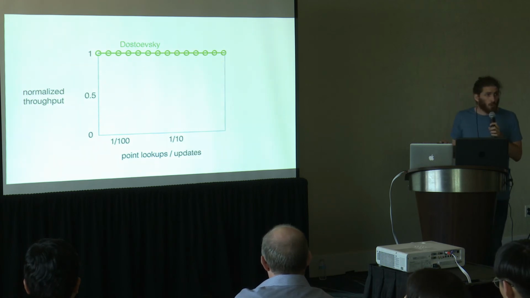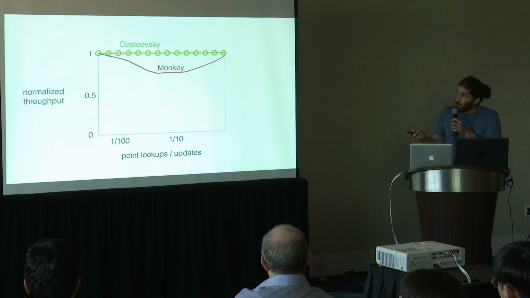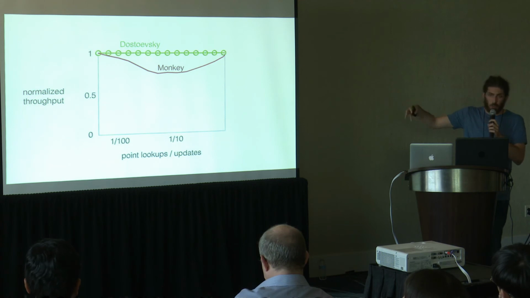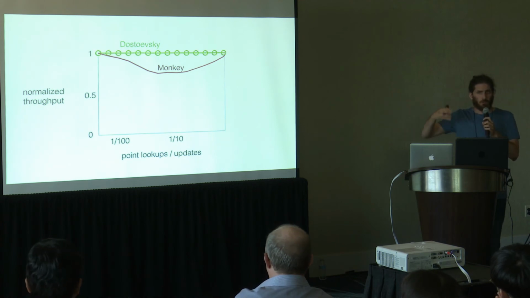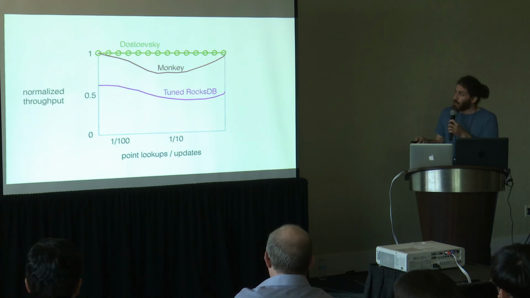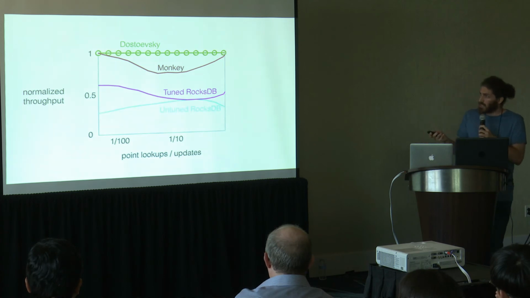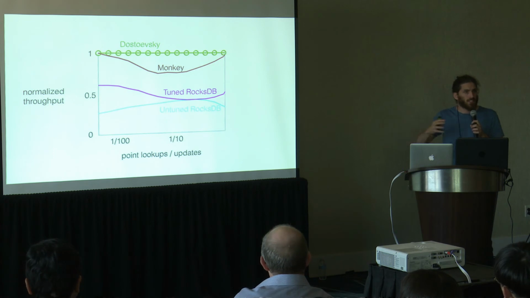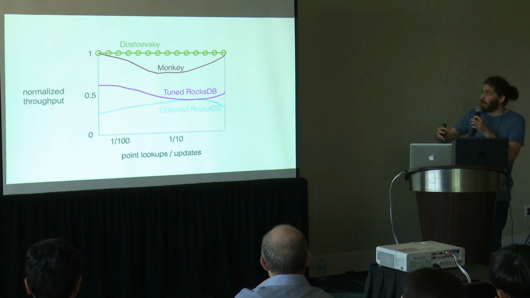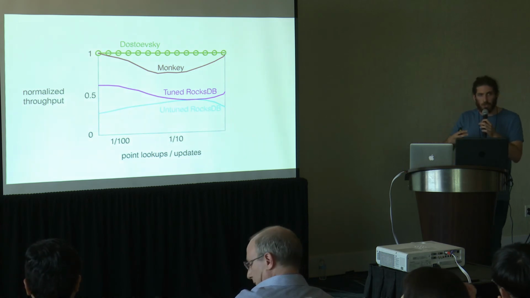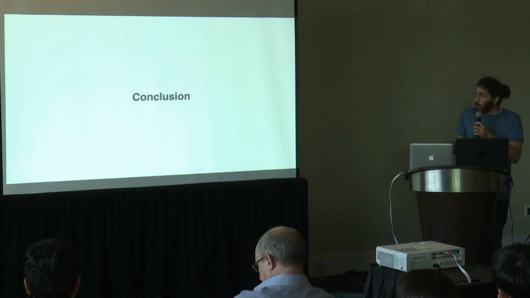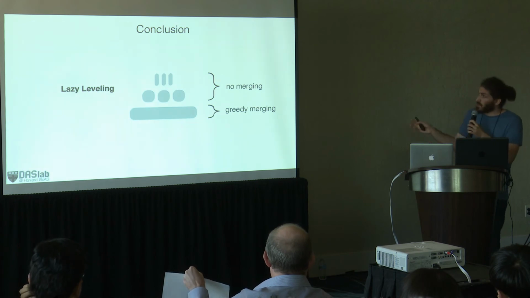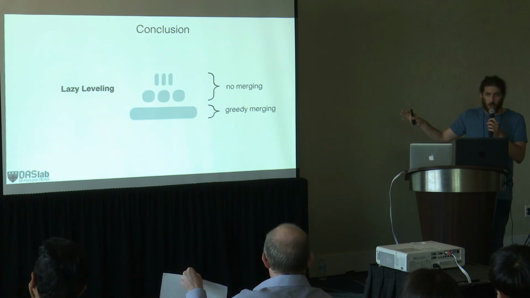So how does Dostoevsky perform against systems out there? We compared it to our system Monkey from last year, and for most of the space it performs better because it allows you to optimize more for these mixed workloads. We also compared it to a tuned version of RocksDB and a non-tuned version of RocksDB. And here it performs a lot better because RocksDB doesn't have that Bloom filters optimization, so reads are unnecessarily expensive. Okay, so overall, we introduced lazy leveling, a new LSM-Tree design that doesn't do any merging at smaller levels and does greedy merging at the largest level.